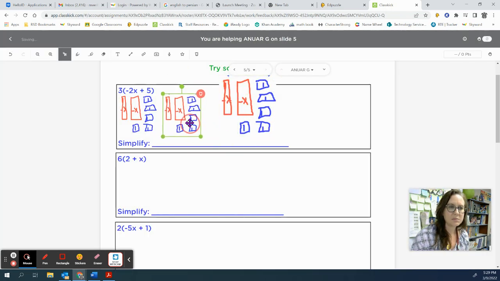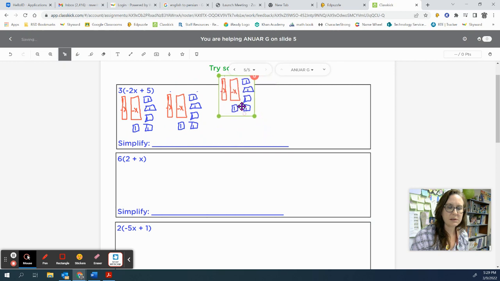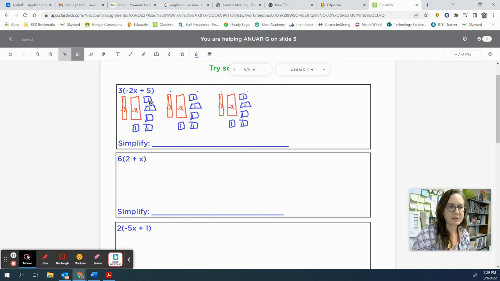Okay, so I'm going to make that a little smaller so it fits. So I have 3 of those groupings. So what do I have all together? How many negative x's do I have? Yeah, I have negative 6x, and I have how many positive ones? So I have 5 here, 10, 15.